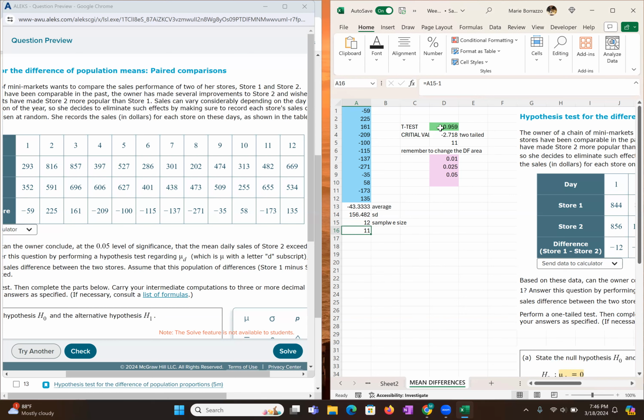So if you notice the test is right here, the test basically is gonna take A13 minus 0, which is gonna be -43, divided by A14 by the square root of the sample size, which is 156.482, divided by the square root of 12, which is basically A15, which gives us -0.959.